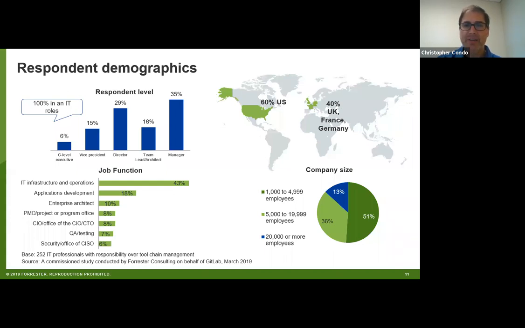And then company size and geographic dispersion. Not the whole world, but a pretty good chunk of it, United States and Europe. And then the company sizes range from 1,000 up to 20,000 or more. So a really good slice of what's going on in today's DevOps world. And so let's just jump right into it.